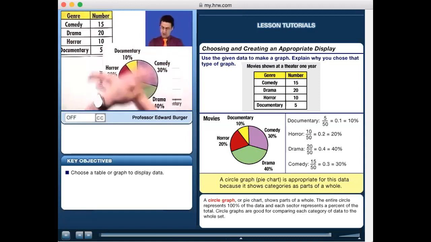So you can see here are all the movies that were shown, and you can see that, in fact, the drama made up a good bit of it, more than a third of it. So this is a great way to actually take a look at data sometimes as well.